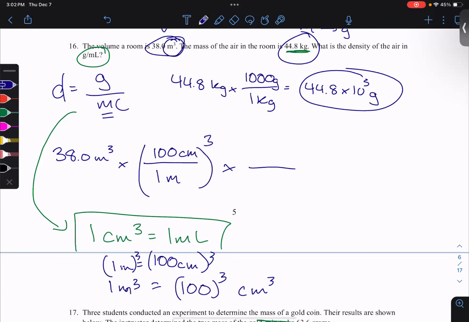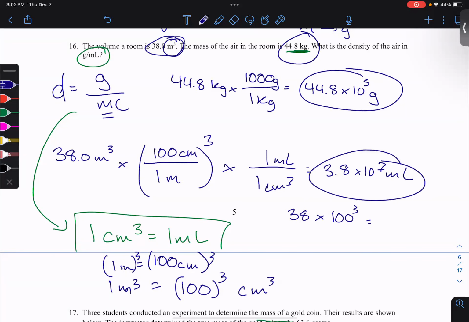And then you can do the 1 centimeter cubed is 1 milliliter. So what I would put in my calculator is 38 times 100 cubed times 1, and that's the answer that you would get. What does my calculator say? 3.8 times 10 to the 7 milliliters. So a lot of milliliters. So that's your denominator. Divide both of those things.